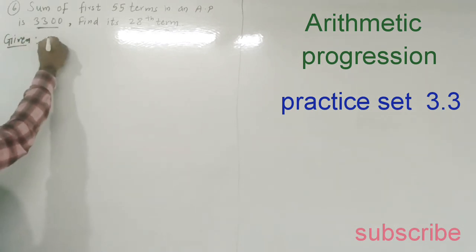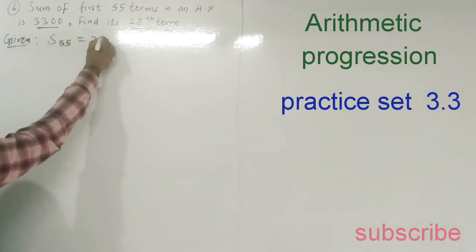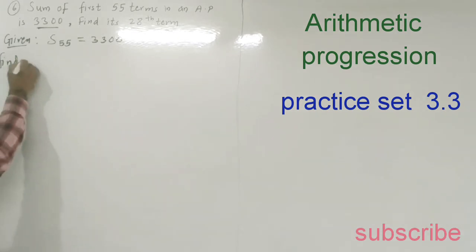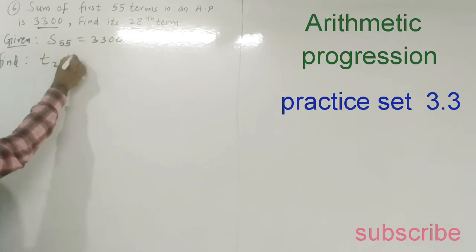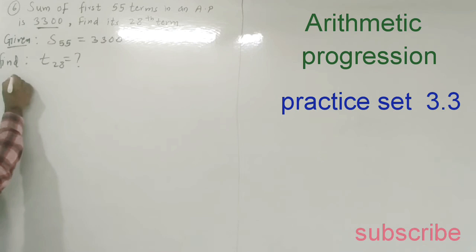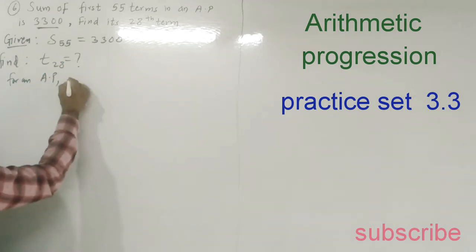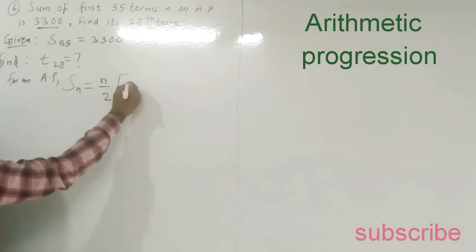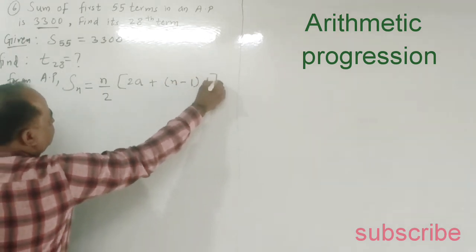Given thing is S55 is 3300. We have to find 28th term, T28 we have to find. So for an AP, for an arithmetic progression, we know the formula Sn is equal to n upon 2 bracket 2a plus (n minus 1) into d.